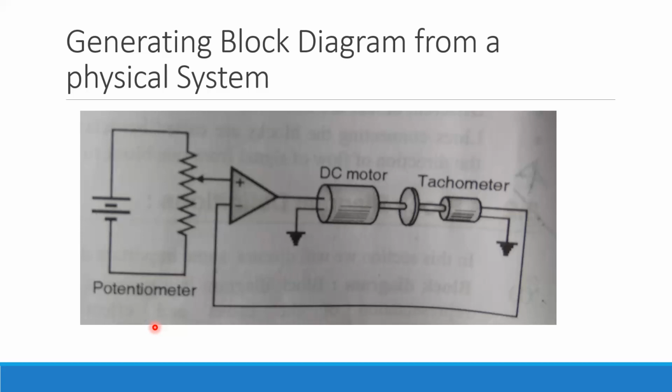Now this is a component of a system, this is another component, this is another component, and this is another component. So this potentiometer is connected to the amplifier, then the amplifier is connected to the DC motor, the DC motor is connected to the tachometer, which is again connected to the amplifier. So this is the sequence of the physical system. Now let us consider these components one by one.